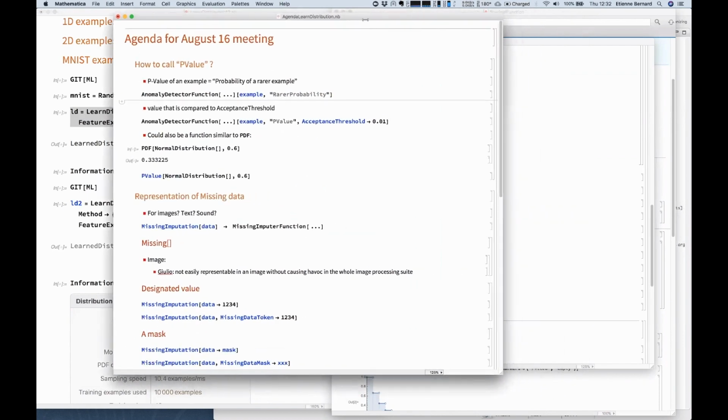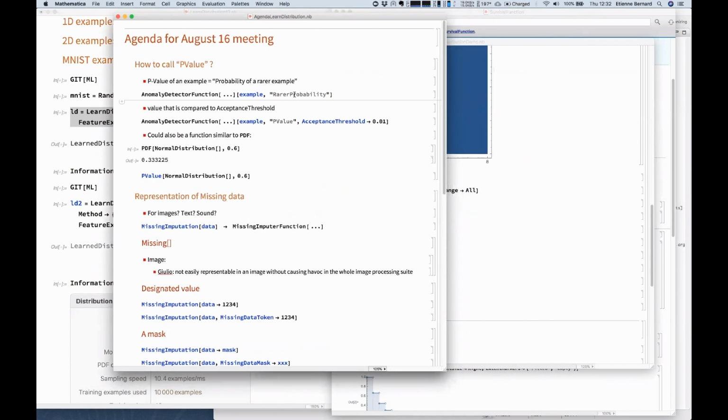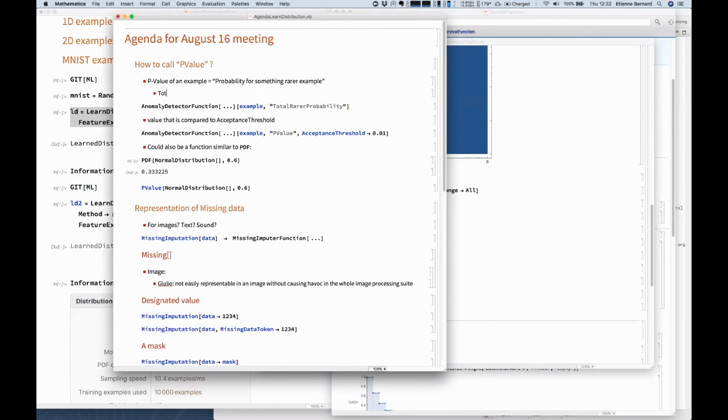Okay, so it is the probability for something rarer to occur. Yeah. I think total would be helpful. Total rarer probability. The total probability for something rarer than this to occur. You just write that down. Total probability for something rarer than this to occur. For something rarer than the example.